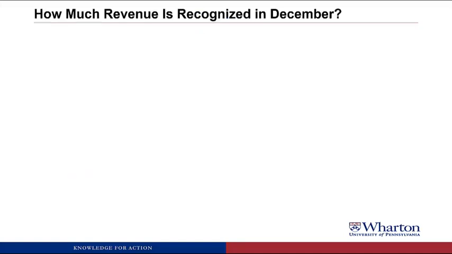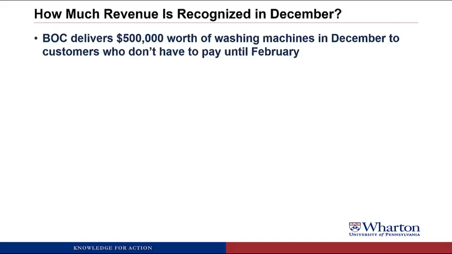Now we're going to practice applying these revenue recognition criteria to figure out how much revenue should be recognized in the month of December for each of the following examples. As always, you'll see a pause button, so if you want to pause the video and guess the answer, the pause sign will cue you when you should do that. Let's get started. BOC delivers $500,000 worth of washing machines in December to customers who don't have to pay until February.